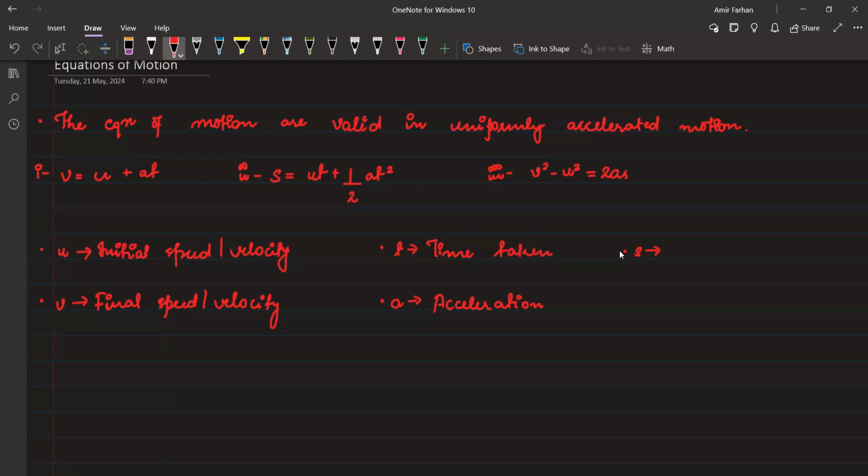Please, everyone, tell me, is this clear? Yes, sir. Distance and displacement. Is this clear to all of you? Any doubt so far? No, sir. These are the initials used to denote the different quantities present in the equations of motion.